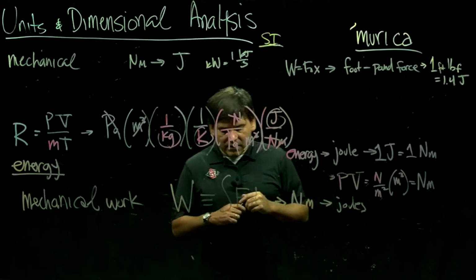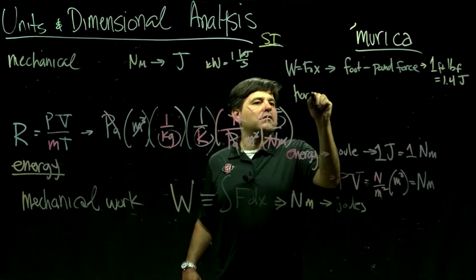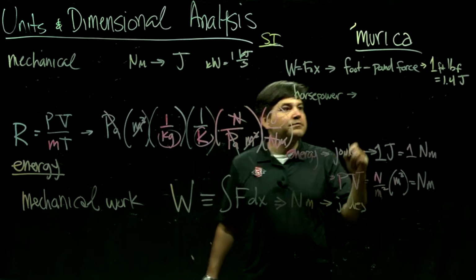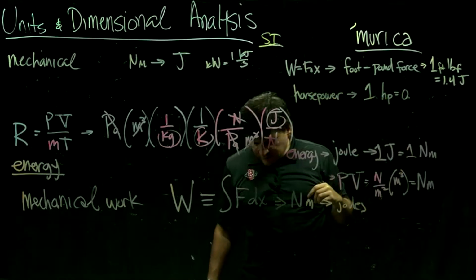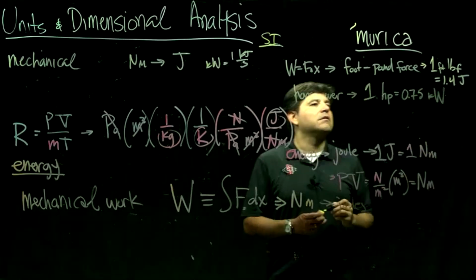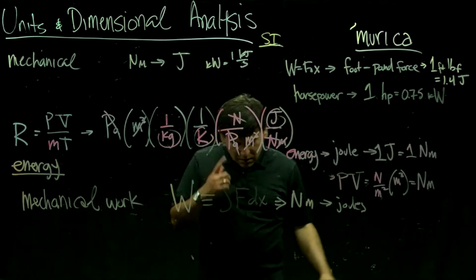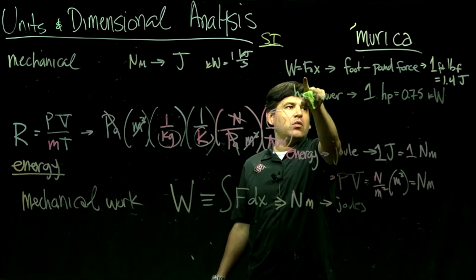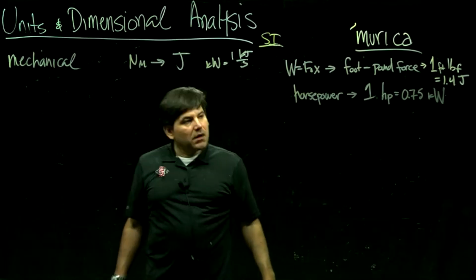And then power would be horsepower. 1 horsepower equals 0.7475 kilowatts. So that's for mechanical energy. Energy of mechanical work, mechanical energy, one way to describe it in America would be foot-pound force.